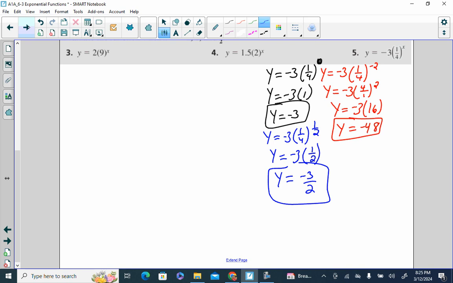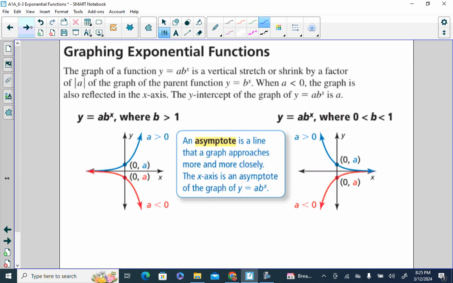All right. Next page. We want to be able to graph exponential functions. Using that Desmos graphing calculator is going to be really helpful to check your answers. The graph of a function y is equal to a times b to the x is a vertical stretch or shrink by a factor of the absolute value of a of the graph of the parent function y is equal to b to the x. Where a is less than 0, the graph is also reflected in the x-axis. The y-intercept of the graph of y is equal to a times b to the x is a.